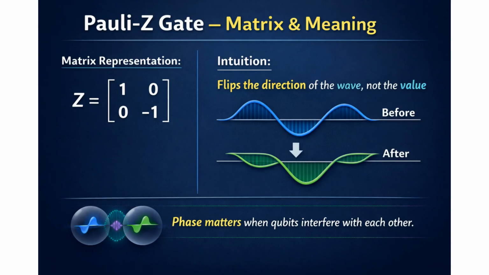The Pauli-Z gate is represented by a specific matrix. Intuitively, it flips the direction of the wave, not the value. Phase matters when qubits interfere with each other.